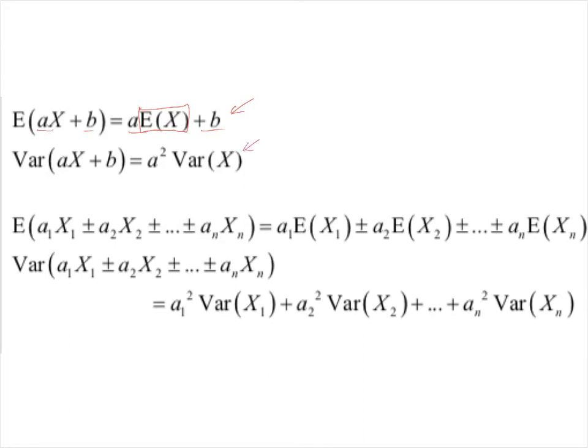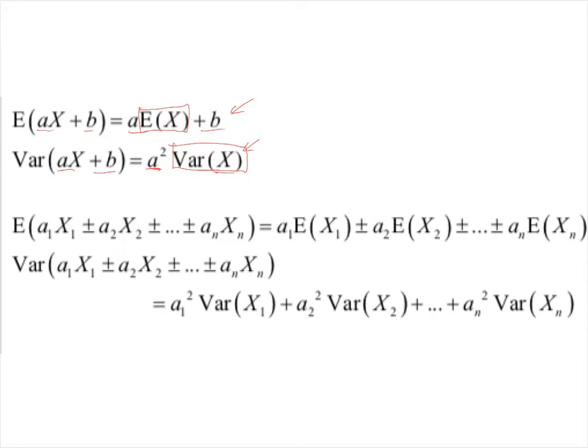Where we said if we add b, nothing happens because that just shifts the graph over. And if we multiply by a, then the original variance will be multiplied by the square of that. All right, so those formulas are in your formula packet.